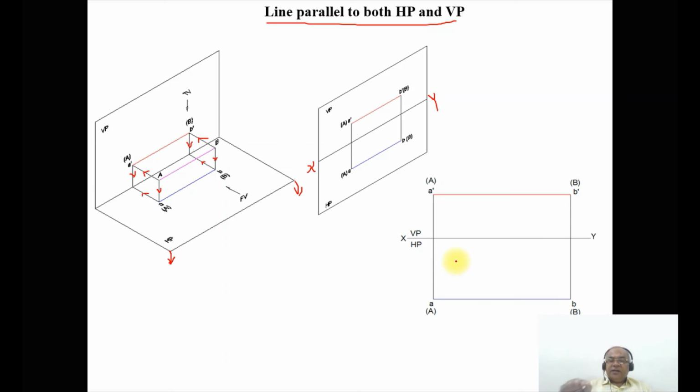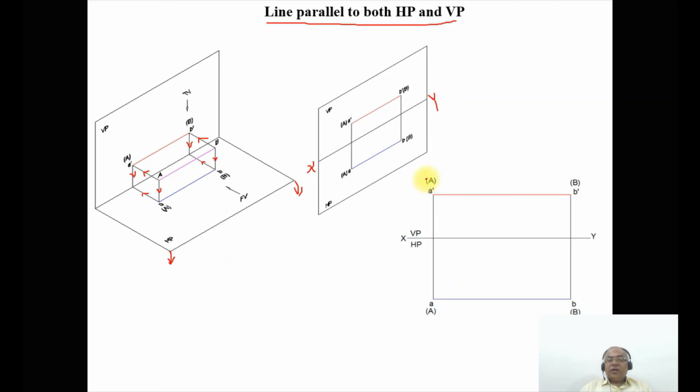So in other words, if the two endpoints of the line are above HP by equal distance, then the line is a horizontal line drawn parallel to XY. If the two endpoints of the line are in front of VP by equal distance, then the line is equidistant from the vertical plane, that is, in front of VP by the same distance. Then you will write this as top view AB.